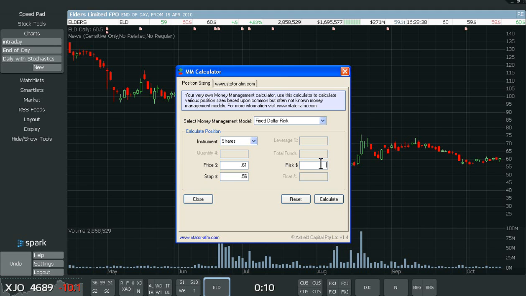So let's pluck a figure out of the air and say I'm willing to risk $500 on this trade. Got our price at 61 for entry, stop at 56, calculate. And this tells us that units to purchase, 10,000, will risk us $500. It's a $6,100 parcel size. Price at 61, stop at 56, risking our $500, we buy 10,000 shares. So it's a really good little calculator to work out your position size. Then all you need to do is set your alert at the top.